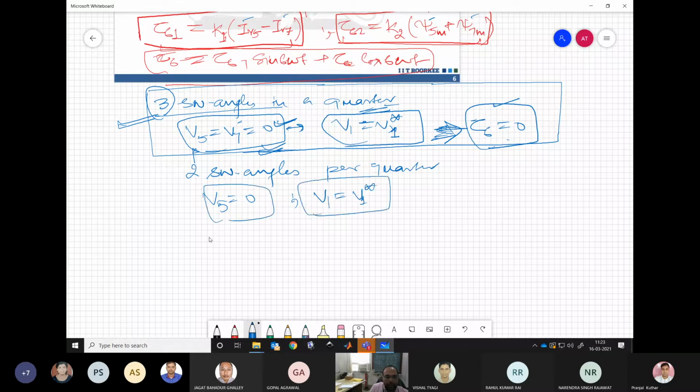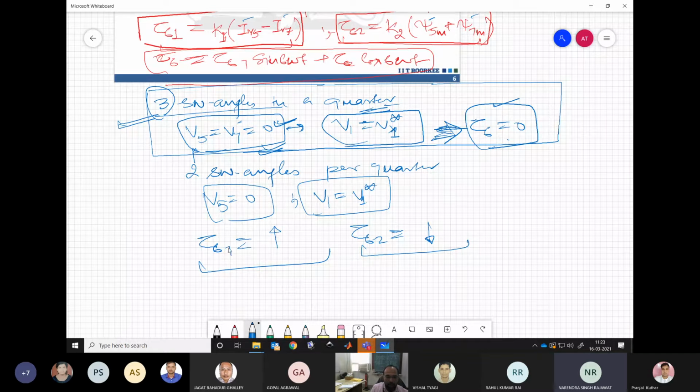Now what do you suggest? What will happen to tau 61 and tau 62? Any comments? Whether it will reduce or increase or what will happen? Which one will reduce? Tau 62 reduces, sir, and tau 61 reverses direction but does not reduce.